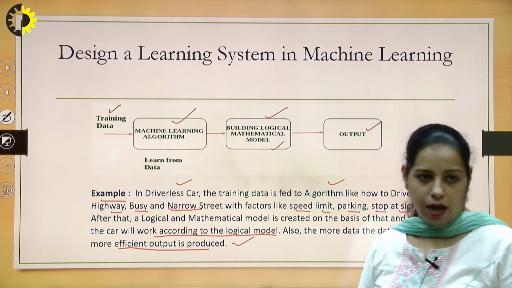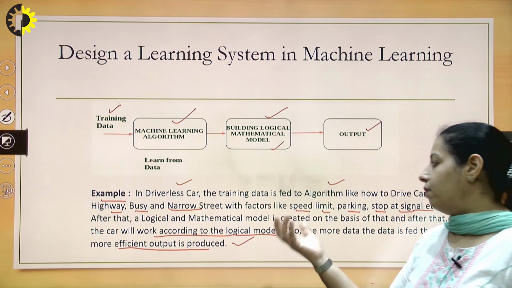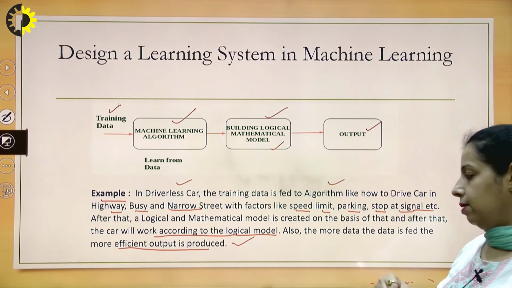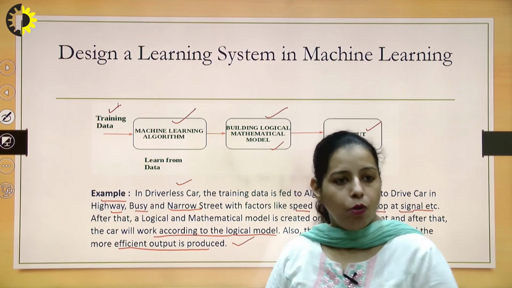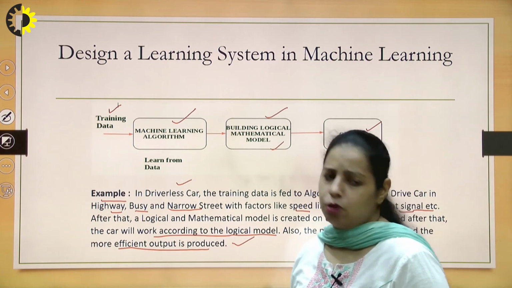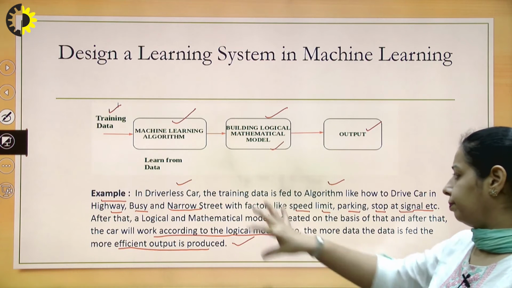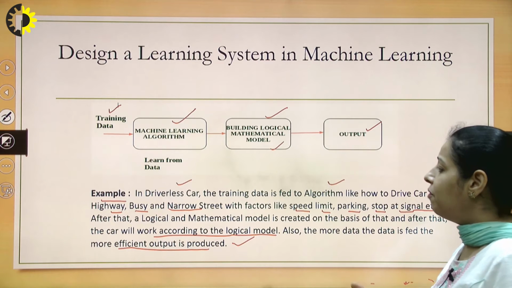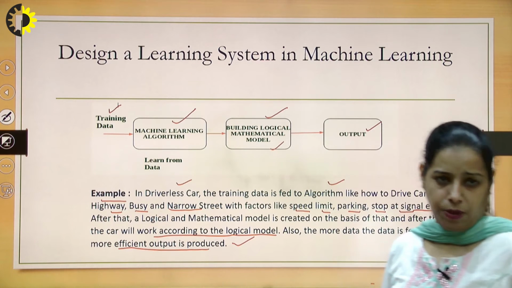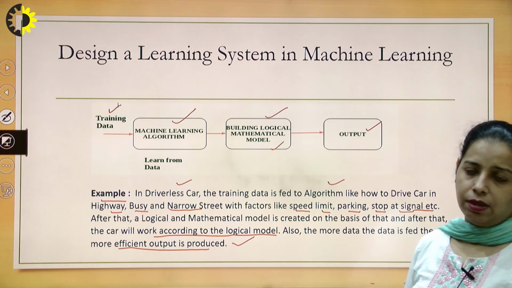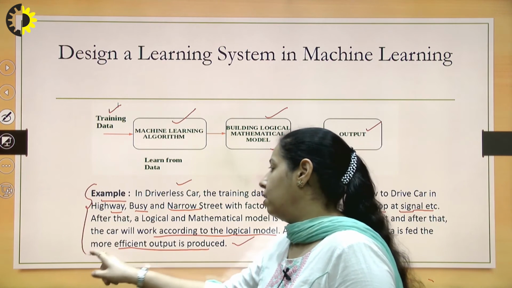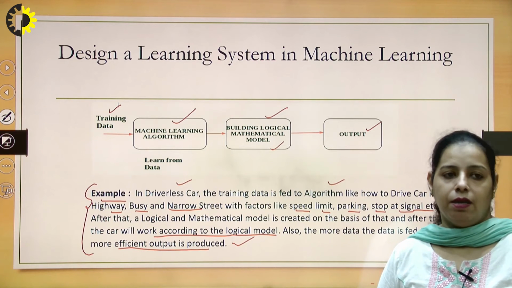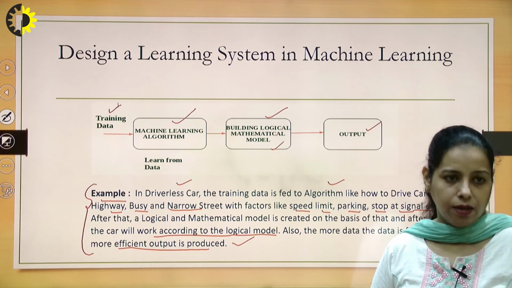So it means that we have a car, we are giving it a machine learning algorithm in which we are putting some parameters related to speed limit, stops and signals. And we are giving it the information on how to drive a car on a highway, on a busy street or on a narrow street. After learning and going through all these models, our car starts working. And if we feed it more data, it will get more and more experienced and it will give good results. So in this manner, a driverless car is provided with a machine learning algorithm. It's a very good application of machine learning.